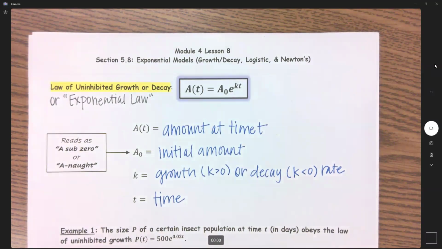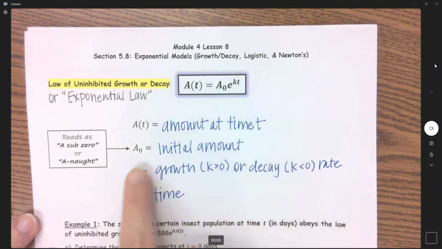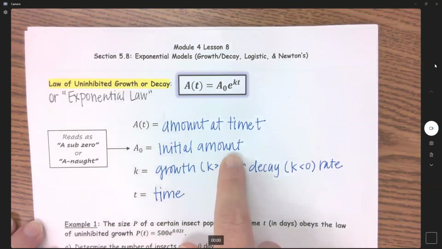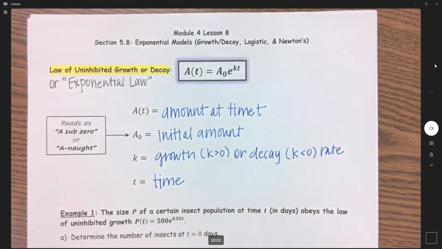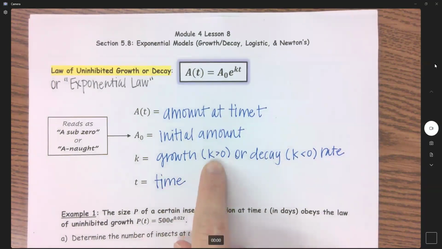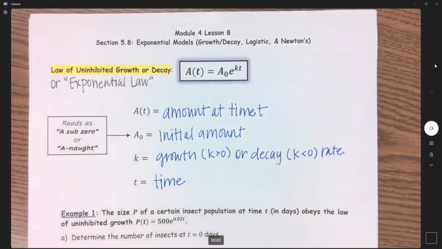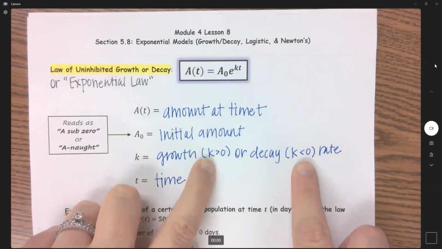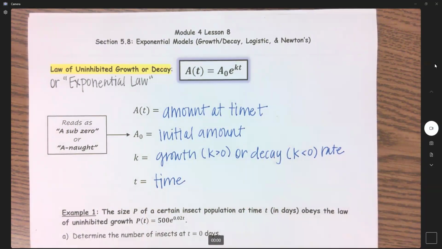So what does everything stand for? Your A of t is the amount at time t. Your A naught, or you can call A sub 0, is your initial amount. K is your growth or decay rate, and you can tell which is which because growth will be K greater than 0, so positive, and your decay rate is when K is less than 0, or negative. Notice neither of these can equal 0, so it's either less than or greater than 0. And then time is your t. So pause that if you need a second to write that down, and then let's go to example 1.